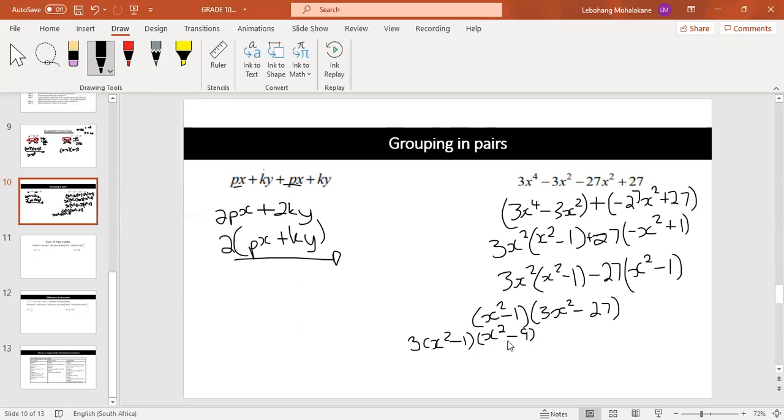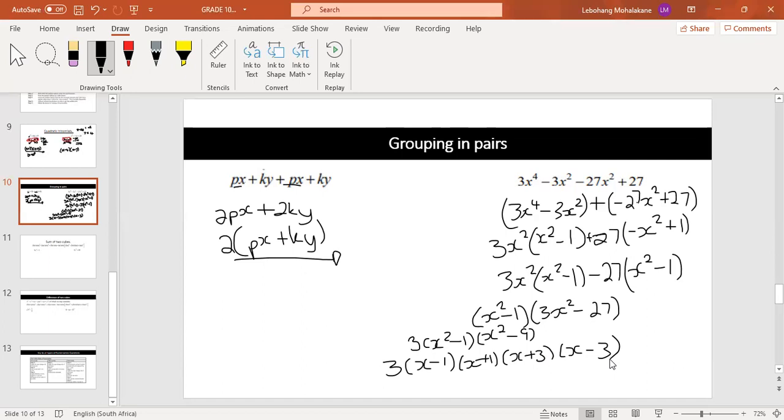So difference of two squares. Further factorize it until it is not required to factorize. Minus 1, then x plus 1, difference of two squares. And then x plus 3, and x minus 3. And that is it for grouping in pairs.